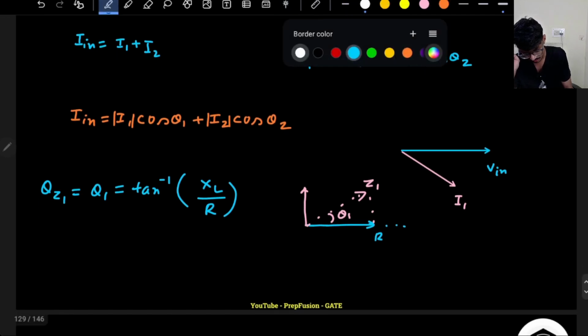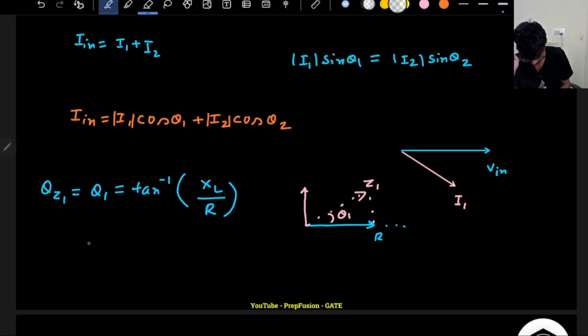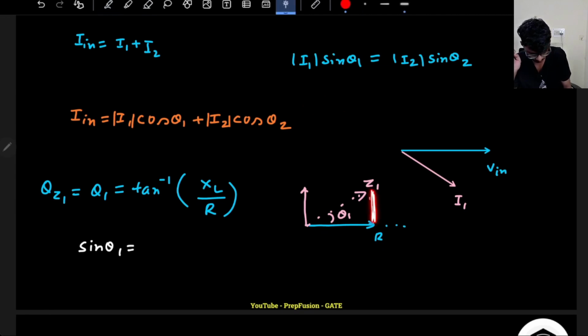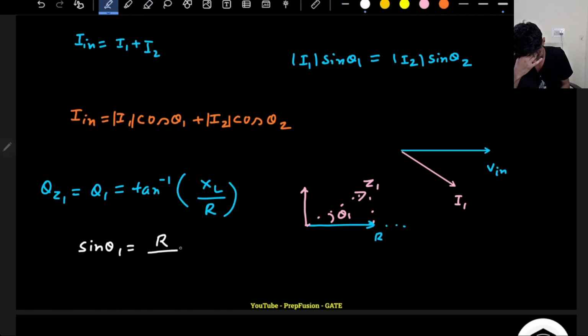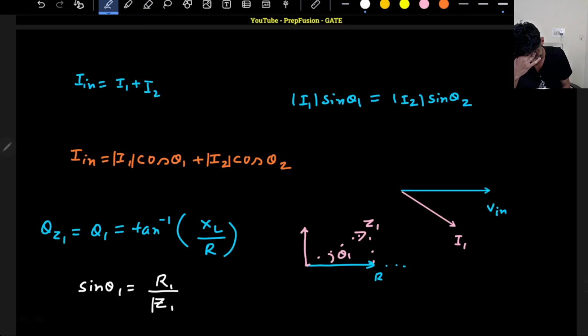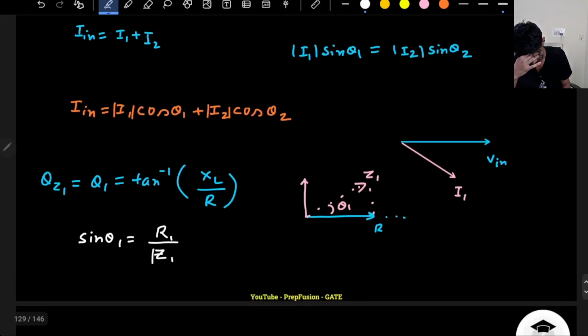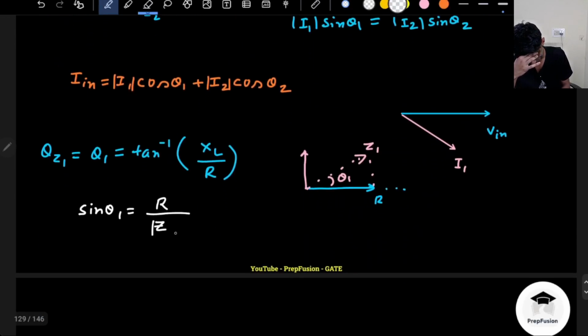So what is sine theta 1? Sine theta 1 will be what? It is the opposite upon the hypotenuse. Opposite is R, and hypotenuse is the magnitude of Z1, right? R by the magnitude of Z1.